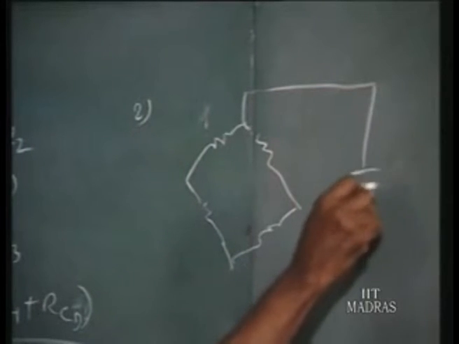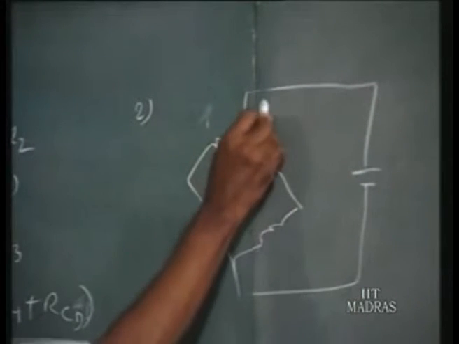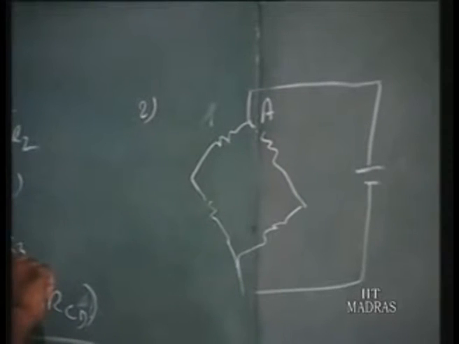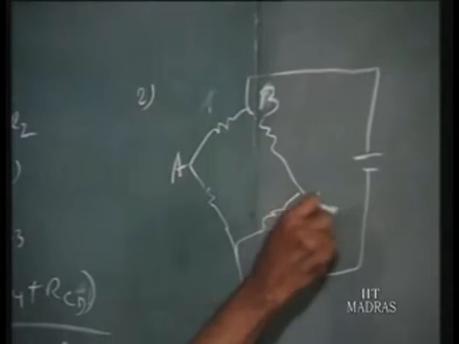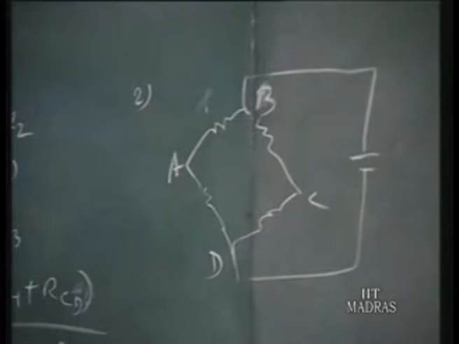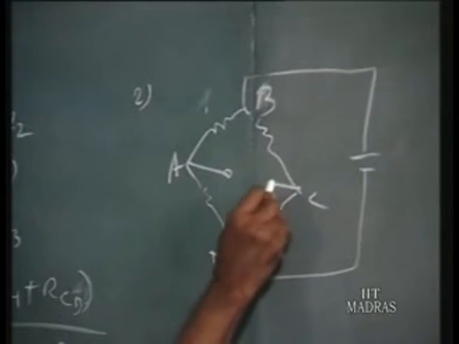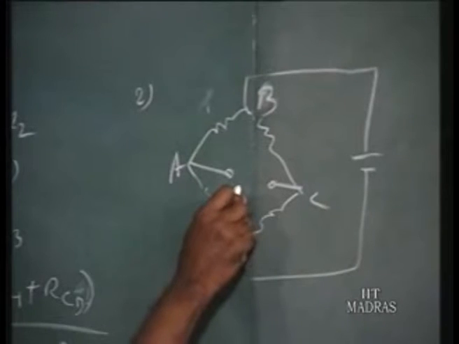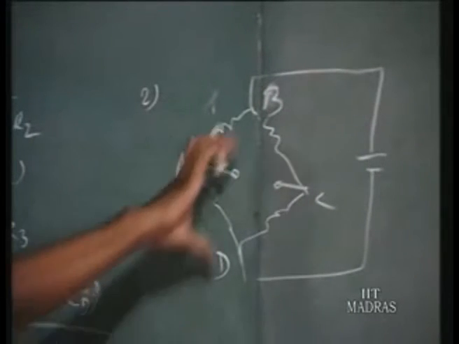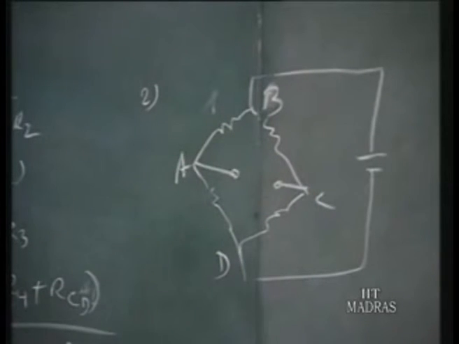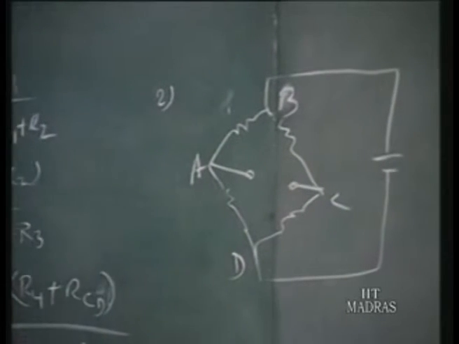So this is the excitation. I will call this A. I will start here from A, and this B, C, D, 4 corners. Across AC, the voltage output is obtained. Okay, the voltage output is there. So 2 opposite corners for excitation, and the other 2 corners for output signal.